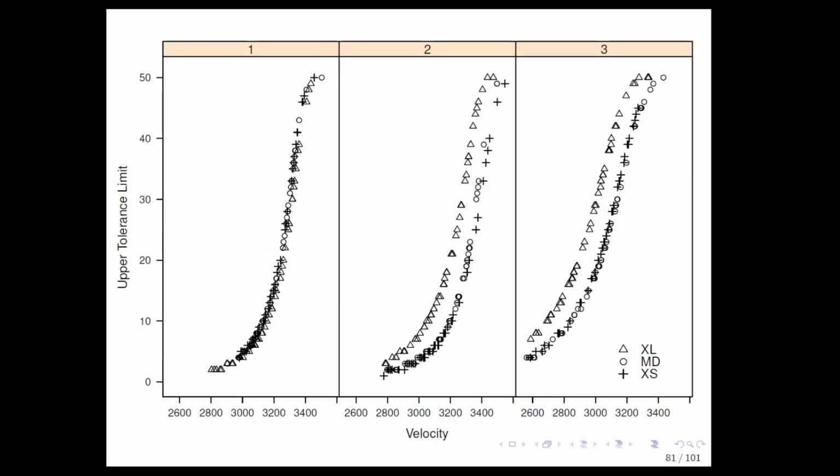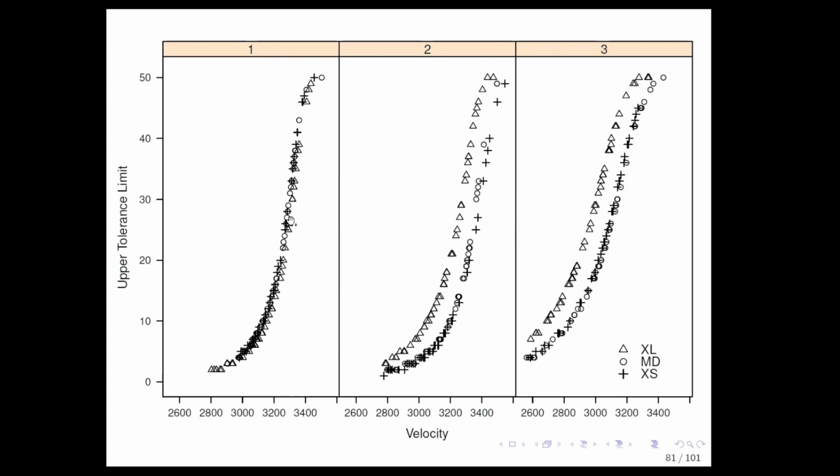Okay, let's see what this is. The first one corresponds to shot 1. Remember, we are firing 3 shots. So this is the upper tolerance limit corresponding to shot 1 and various velocity values.